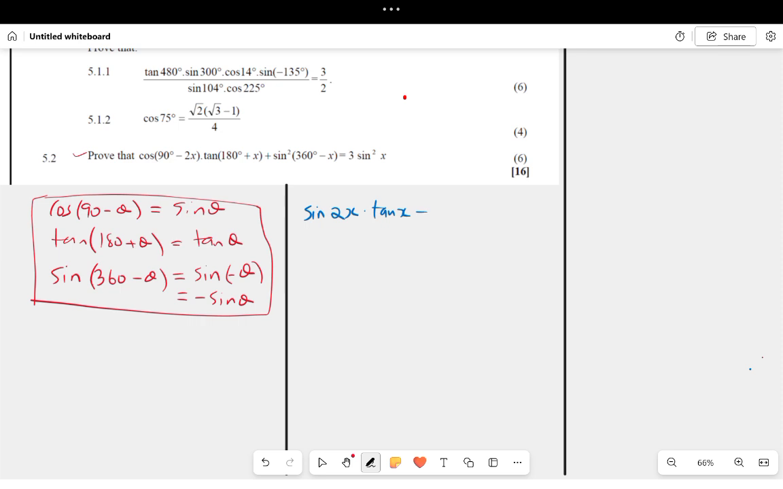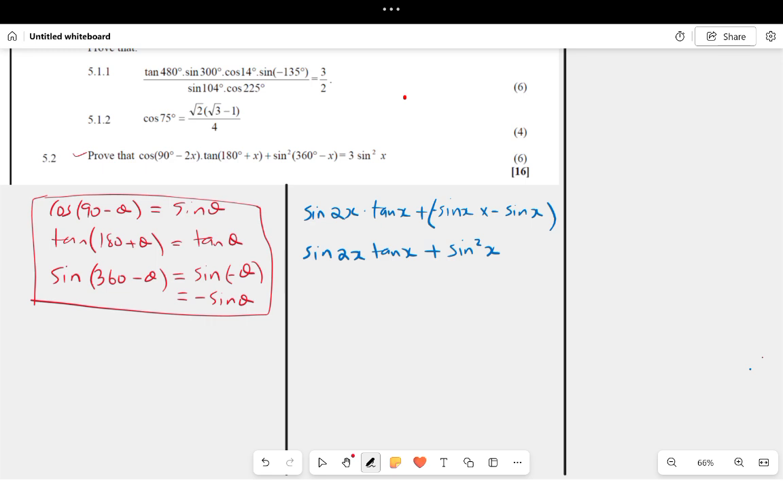And then we have plus. Instead of sine squared of 360 degrees minus x, I'm going to write this as negative sine x multiplied by negative sine x. All right, so finally, this can be simplified as sine 2x tan x plus negative sine x times negative sine x, which is going to be equal to sine squared x.